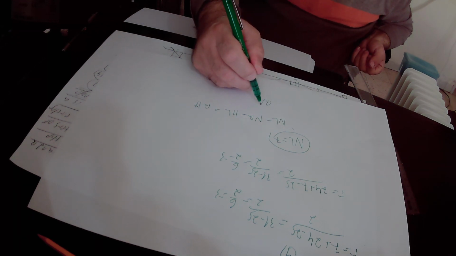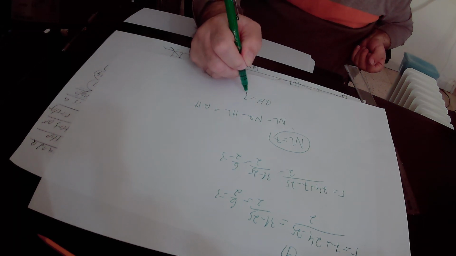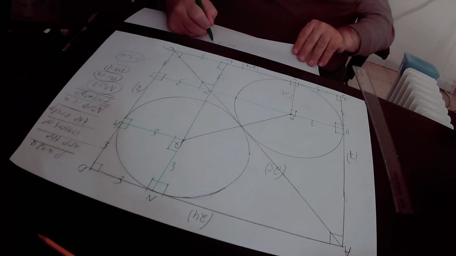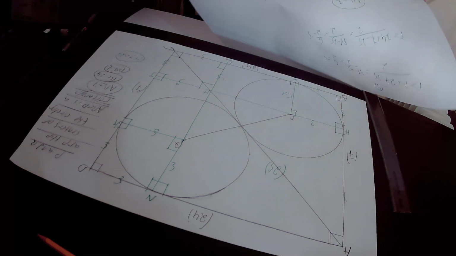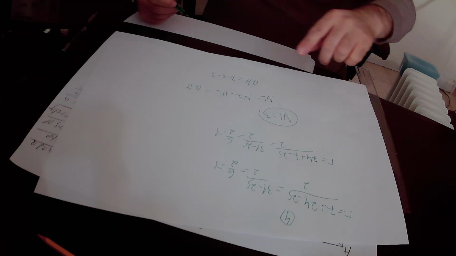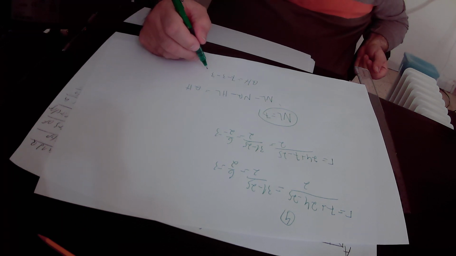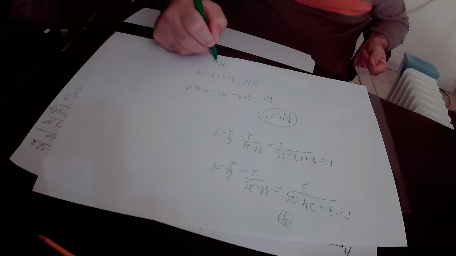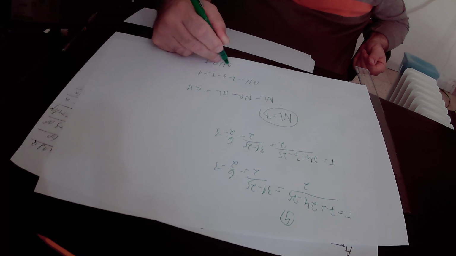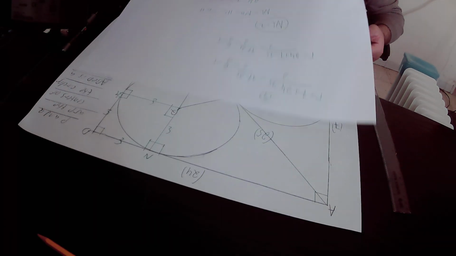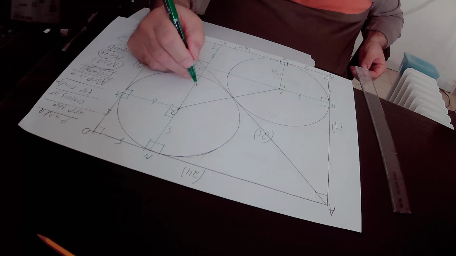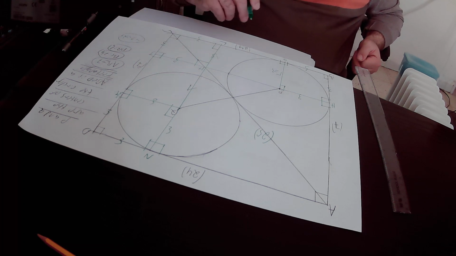So QH equals NL, that is 7, minus NQ, that is 3, minus HL, that is also 3. So 7 minus 3 minus 3 is 1. So finally we found out that HQ equals 1 unit in its length, or QH equals 1 unit in its length.